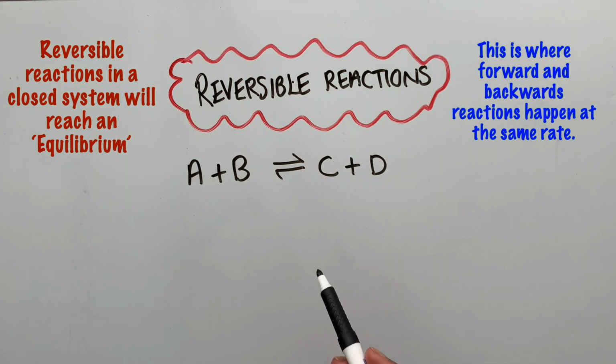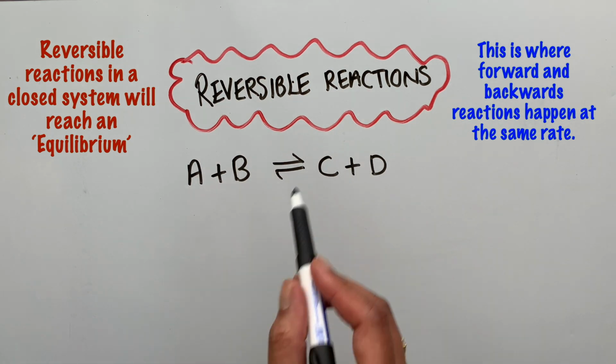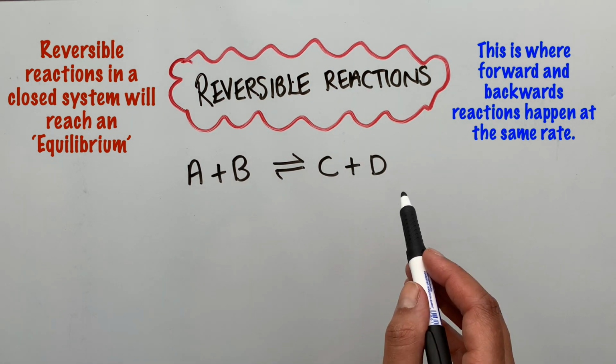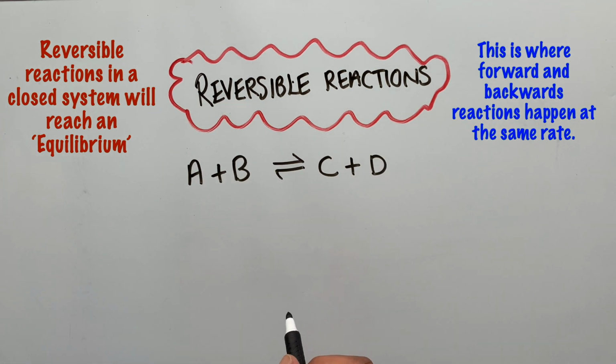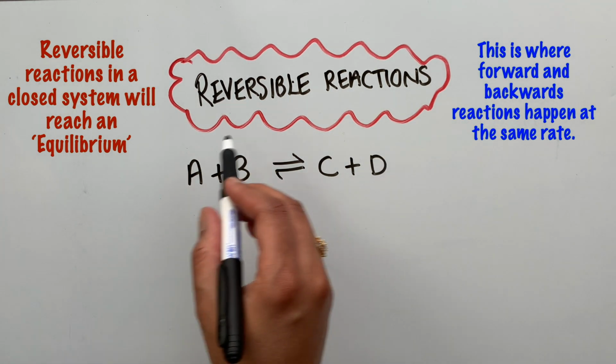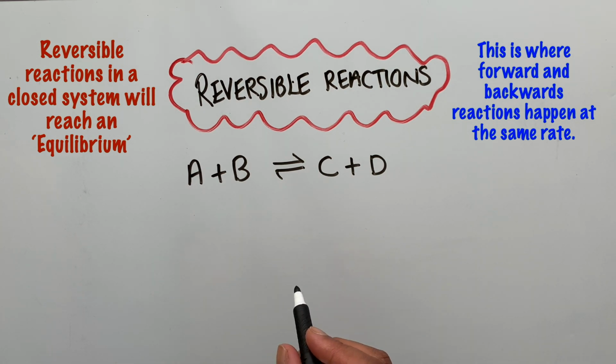For an equilibrium to be reached where we have our forward and our backwards reaction happening at the same rate, the equilibrium has to be in a closed system. So this means that any gases produced are not able to escape into the atmosphere. So let us consider an example.